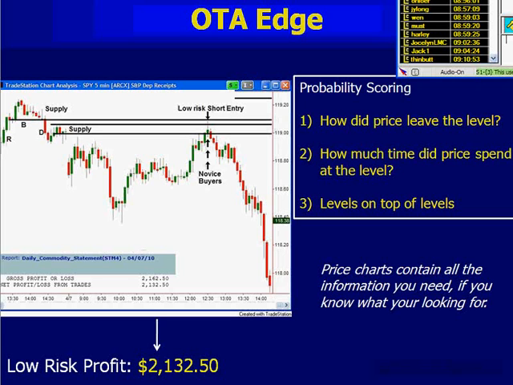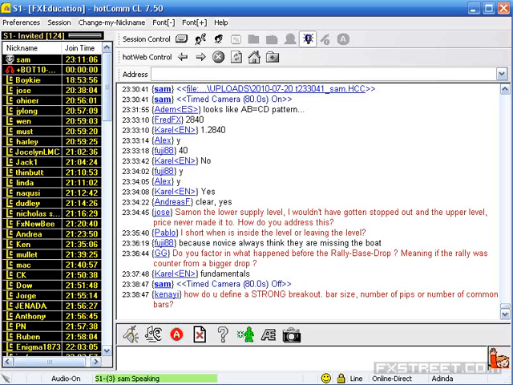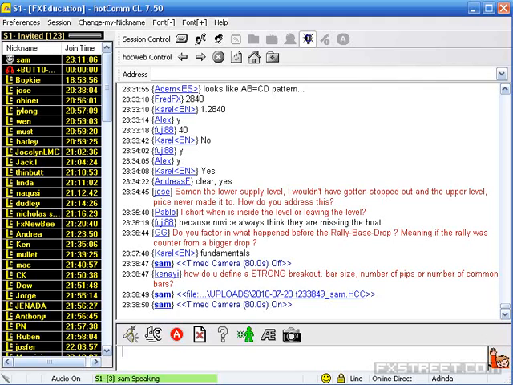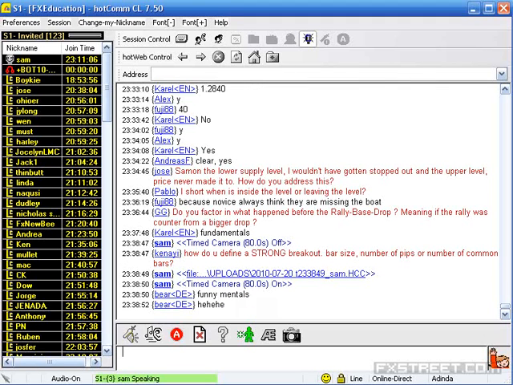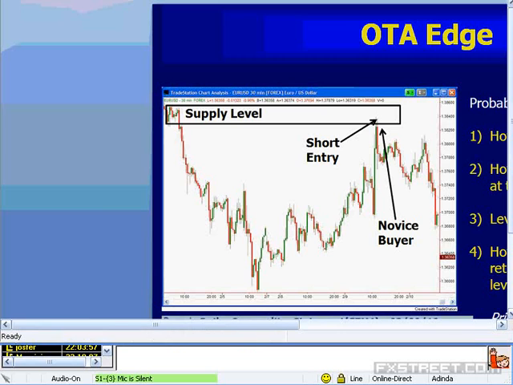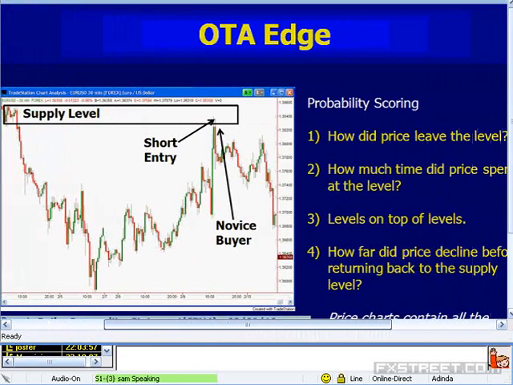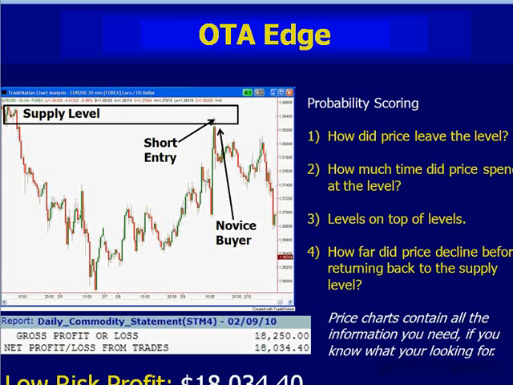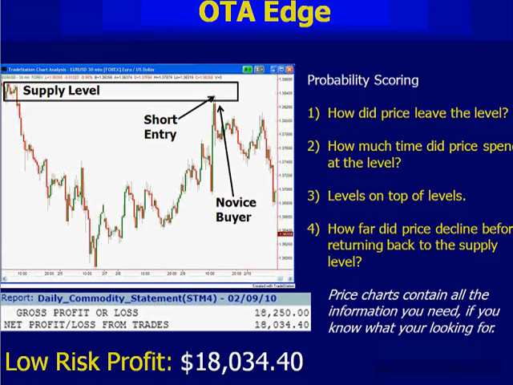Let's go to another one here. Okay, so here's the next screen. We're going to add one more here. Now, there are more of these, but I want to give you 3 or 4 of them today. So Ken's asking me a good question: how do you identify a strong breakout? Bar size, number of pips, number of common bars, things like that. Yeah, we'll talk about that in just a minute.